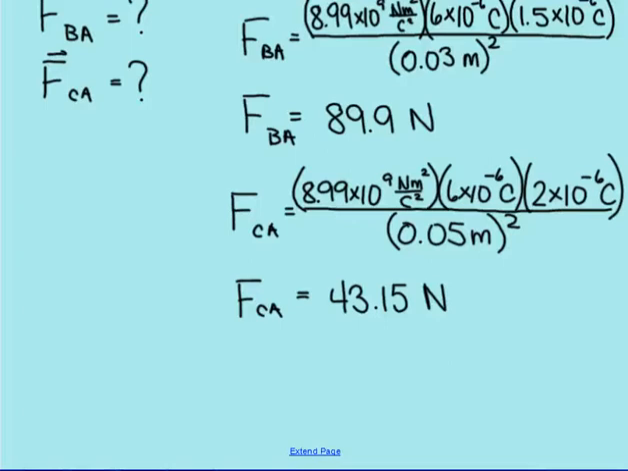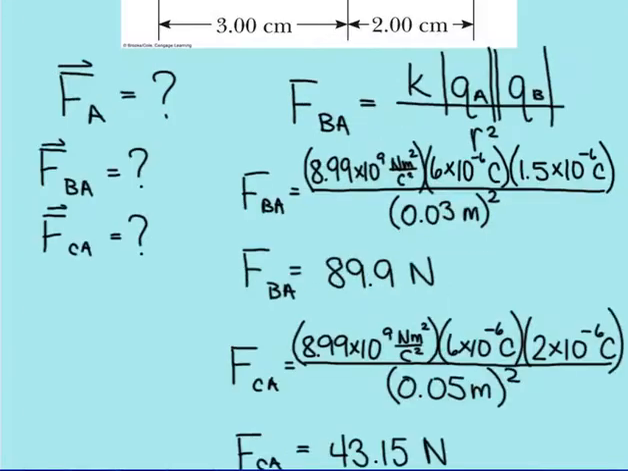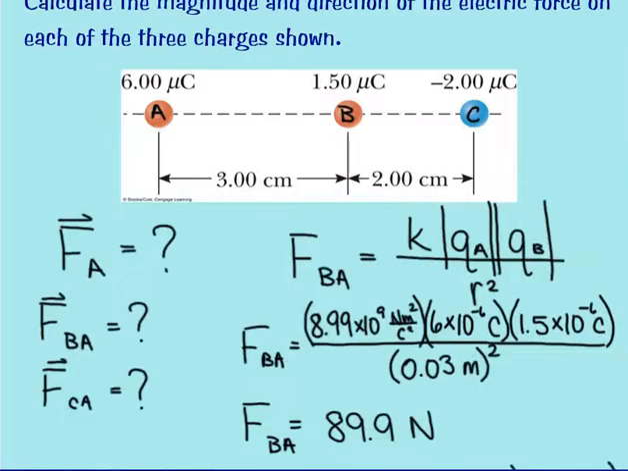The next step is to look at the direction. And to look at the direction, I'm going to go back to my diagram up here. Starting with the force that B exerts on A. Well, I know that if B was hammered down in place, B is not allowed to move. But if I allowed A to move, A would move to the left because A and B repel each other. Again, I'm kind of ignoring C right now. So B is nailed in place. A is able to move to the left. Therefore, that force is pointed to the left.